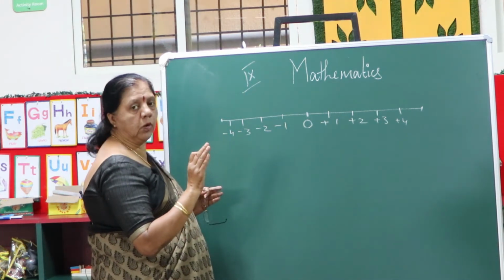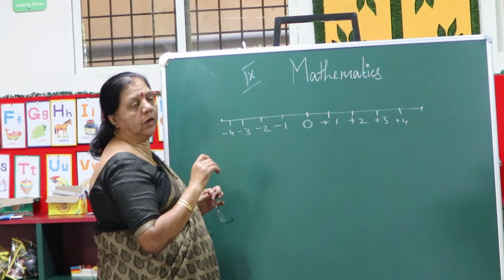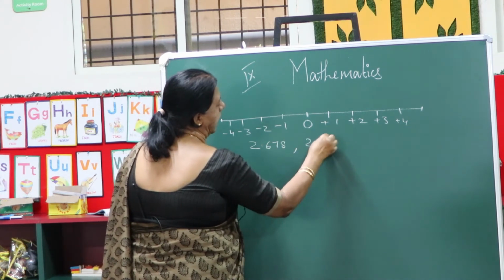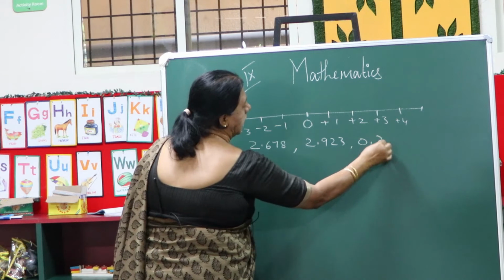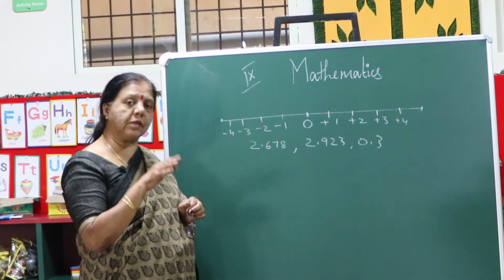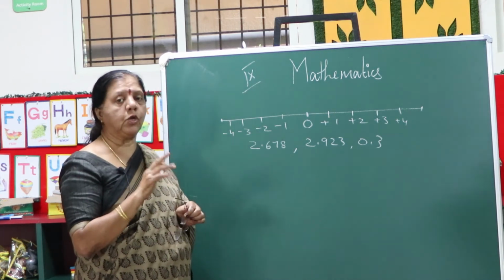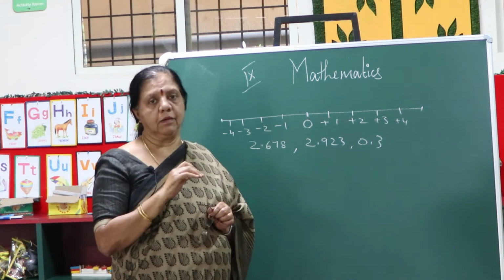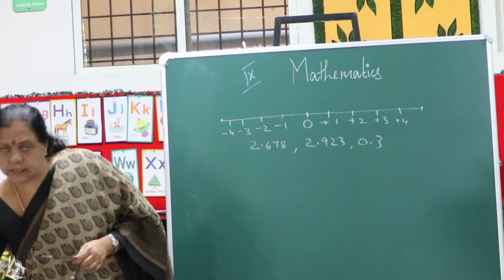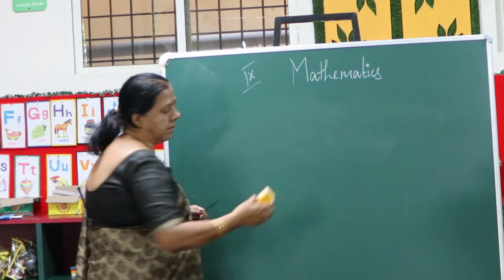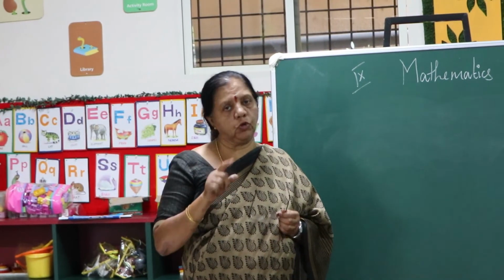Apart from this also there are some decimal numbers. Take for example 2.678, 2.923, so 0.3. These are all the decimals. But even these numbers also we can represent on number line. So that is what today I am going to teach, how to place the decimal numbers on number line. Okay, so now let us pass on. It is given in your textbook how to represent decimal numbers on number line. Today one I will teach you. So remaining thing they have given in your textbook, you follow it.